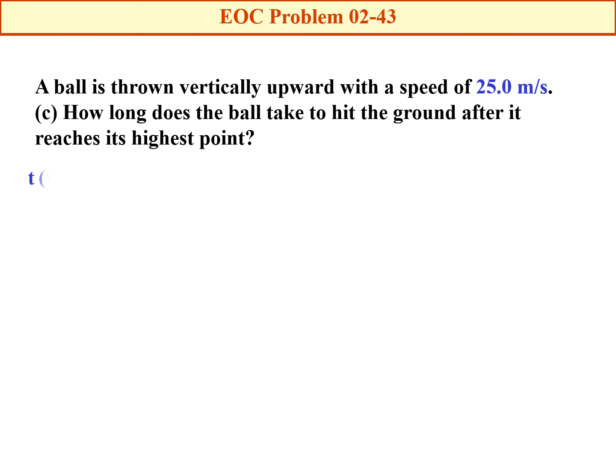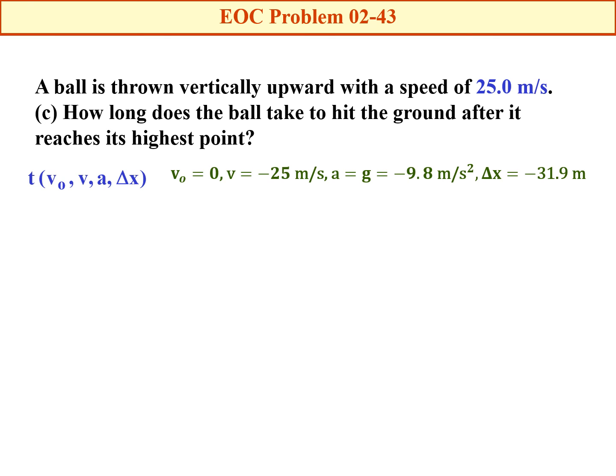Part C says, how long does it take for the ball to hit the ground after it reaches its highest point? Again, we're looking for time, but this time we're starting at the top and coming down to the bottom. We know an object that moves in the air loses its speed as it goes up, but as it comes back down, it gains its speed back. So the velocity of the object at the end when it comes back down is going to be negative 25 meters per second.